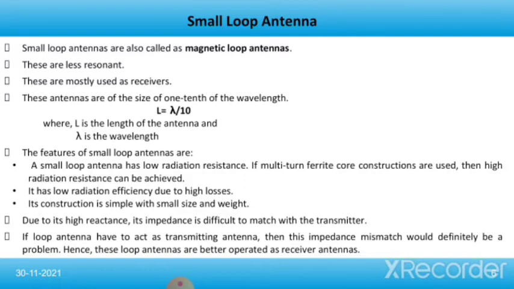If multi-turn ferrite core constructions are used, then high radiation resistance can be achieved. It has low radiation efficiency due to high losses. Its construction is simple with small size and weight. Due to its high reactance, its impedance is difficult to match with the transmitter. If a loop antenna has to act as a transmitting antenna, then this impedance mismatch would definitely be a problem. Hence, these loop antennas are better operated as receiver antennas.